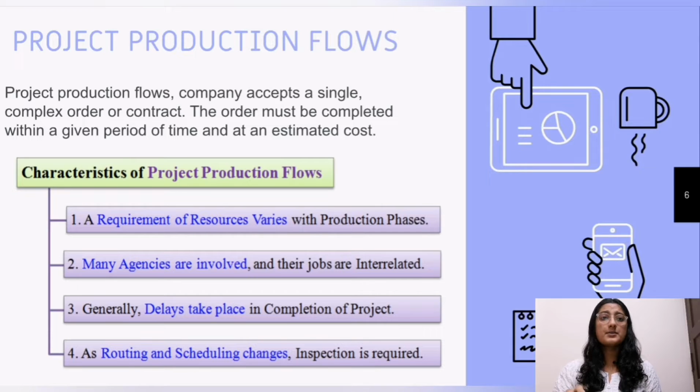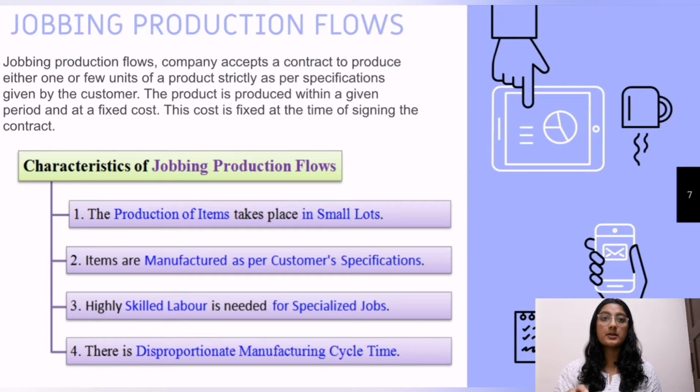Then as routing and schedule changes with the orders, there is a proper inspection and monitoring of the system required so that there are no mistakes or any failures happening. The next type of intermittent production flow is jobbing production flows.